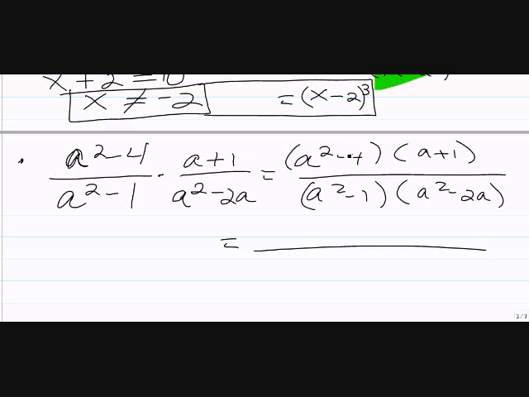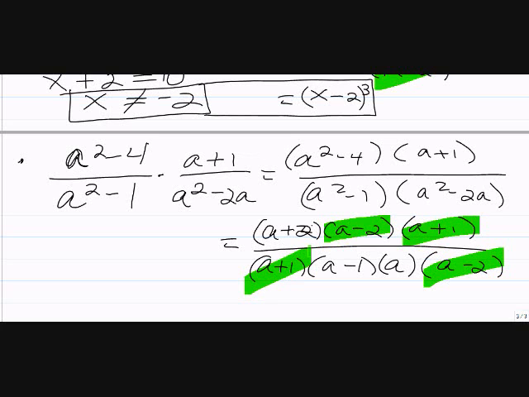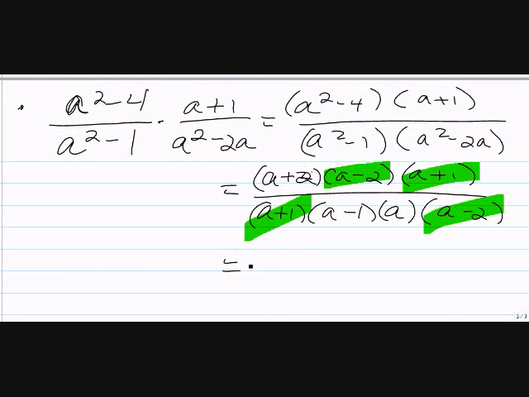Let me simplify these. A squared minus 4 is a plus 4 times a minus 4. Leave the a plus 1. A squared minus 1 here in the denominator, oh, that's a plus 1 times a minus 1. A squared minus 2a, I can factor an a out of there, and so that's a times a minus 2. Gosh, yes. You know what? I did this. Thank you. A squared minus 4 is a plus 2 times a minus 2. Whew. Gosh, it's crazy. All right, now what do I have as common factors? I got a minus 2. Those go away. And a plus 1 goes away. So this becomes a plus 2 in the numerator and a times a minus 1 in the denominator, but I need to think about my restrictions.